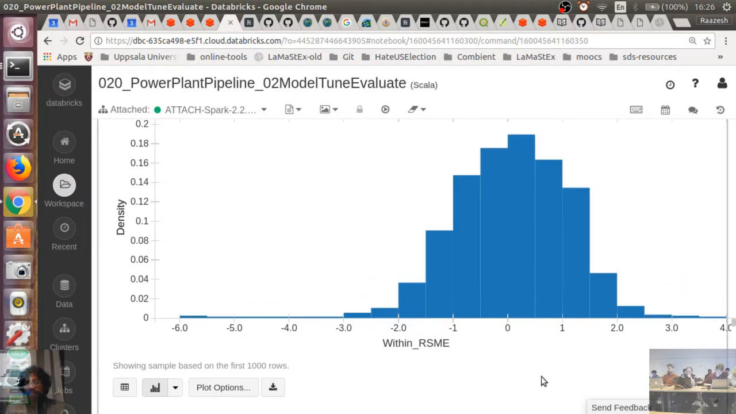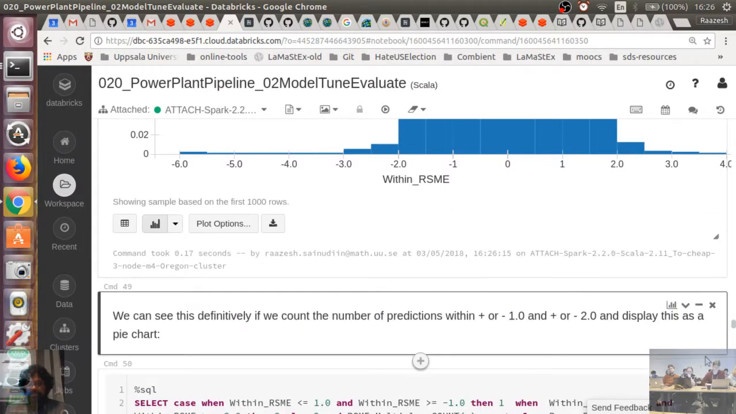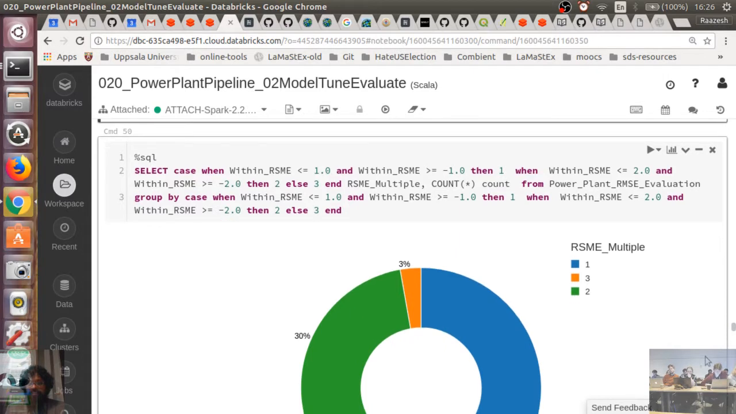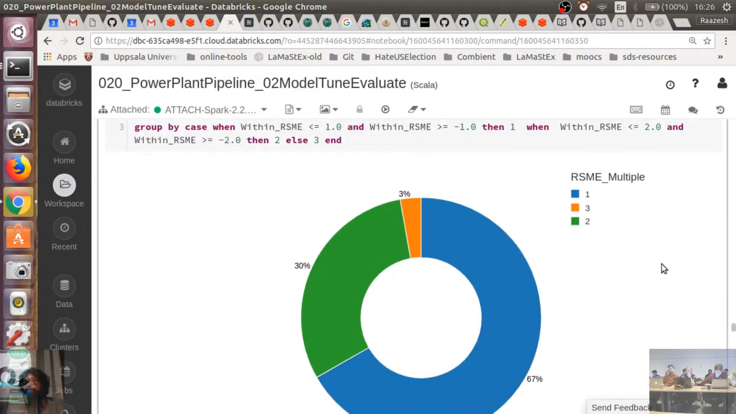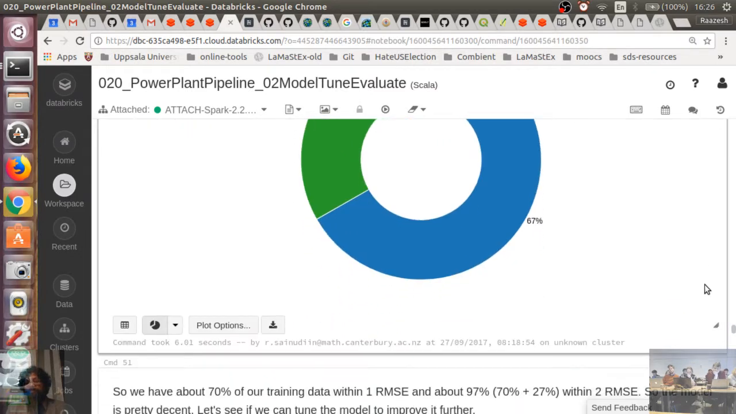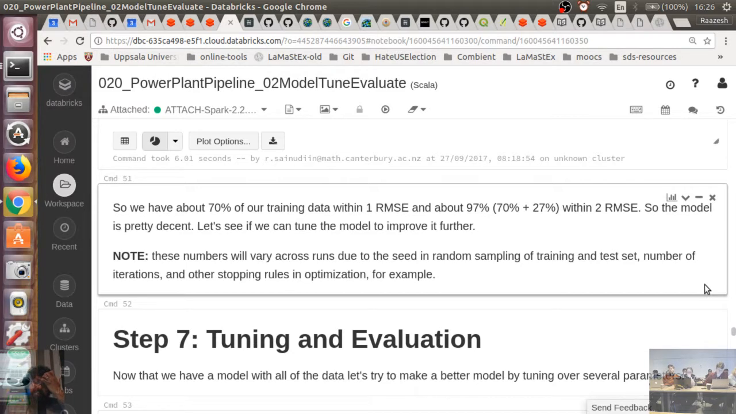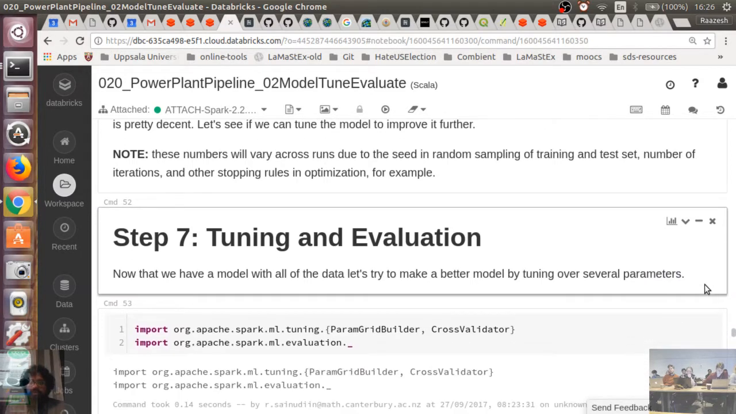So does it look like 68% is within 1 absolute deviation of 0? Seems pretty good to me. And this is what this statement is trying to find. So this is within 1, and 30% is in 2. So it's not a bad model according to the textbook definition, right? It's not doing too bad. Okay, so we have about 70% of our training data within 1 RMSE and about 97% within 2 RMSE. So the model is pretty decent. So of course we will say we want to improve this.